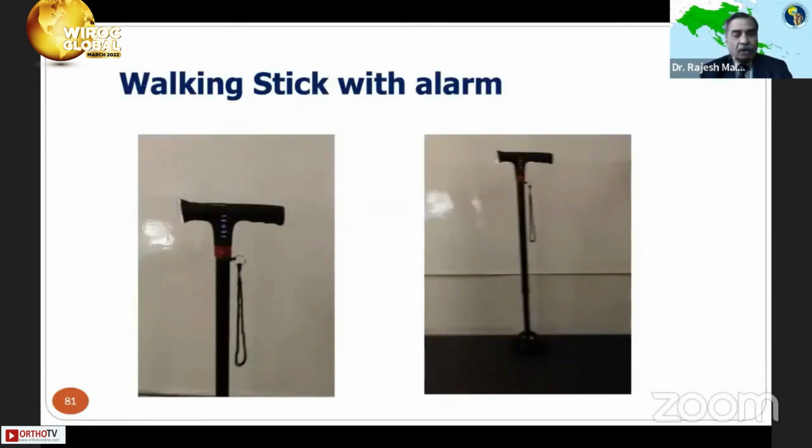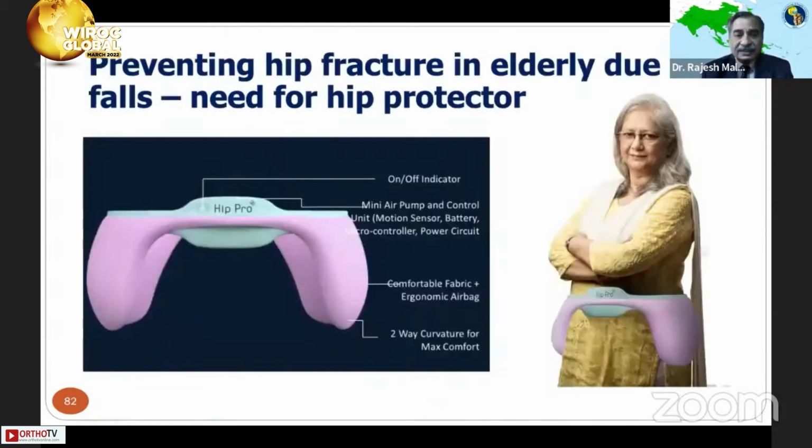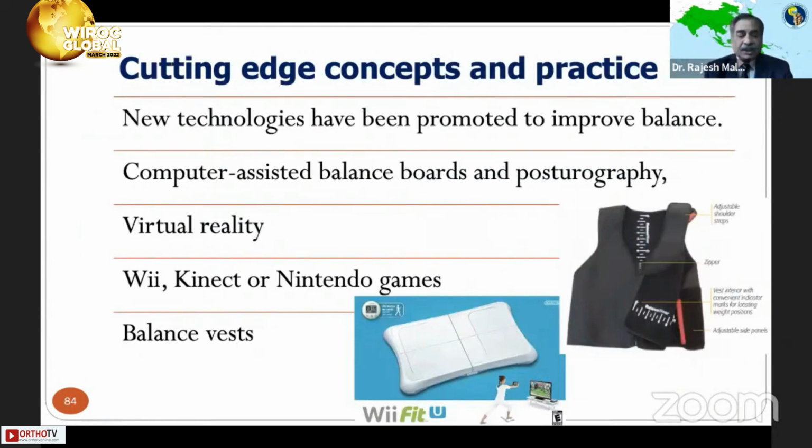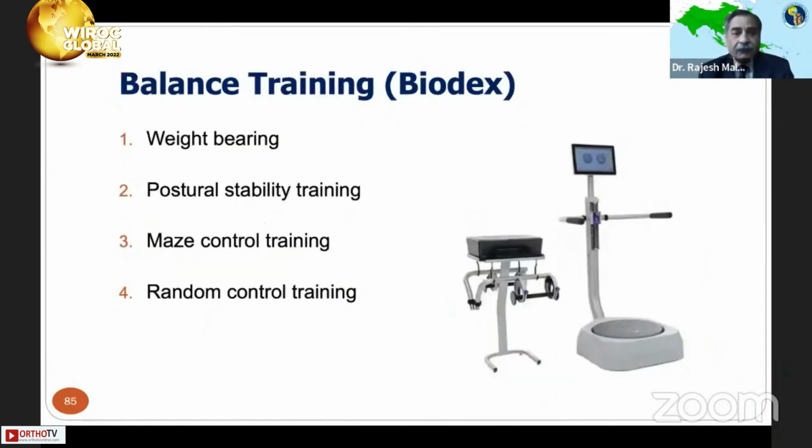There are these walking sticks available with an alarm in case there's an irregular surface, and the hip protector, one of which has been designed by us, which can prevent a fracture after the fall. There are cutting edge concepts and practice available. There are new technologies like computer assisted balance boards and posturography, virtual reality, and some games and balance whiz which can help prevent the falls.